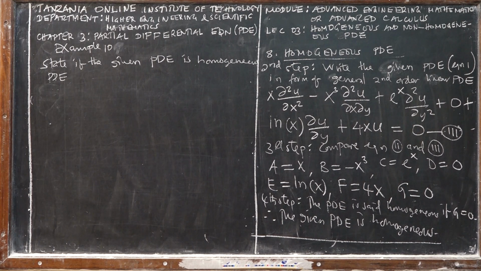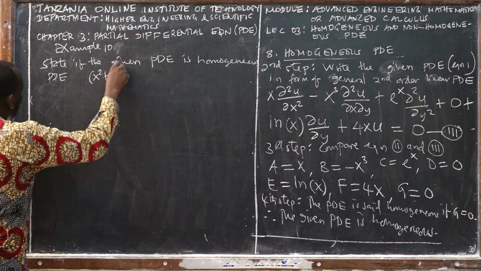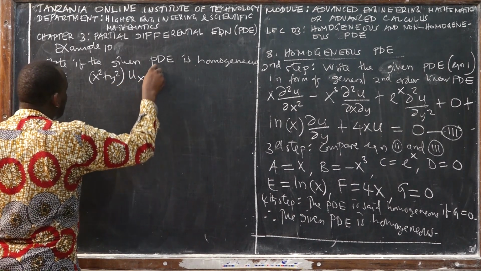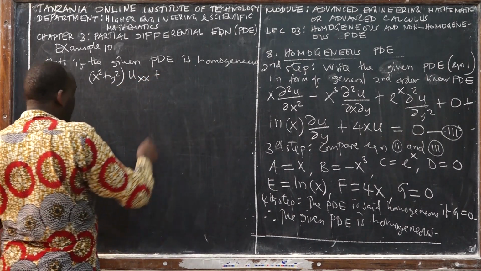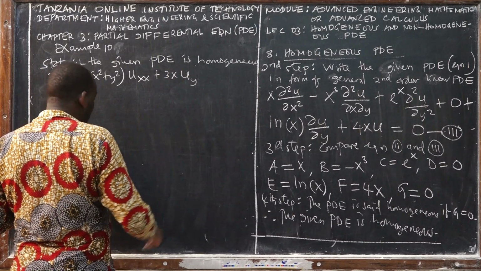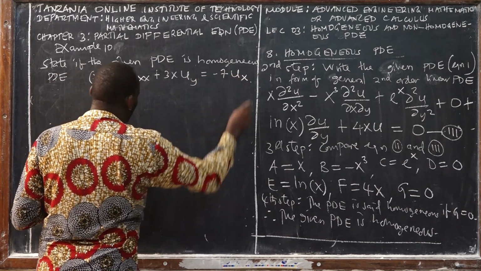Okay, so then let us solve the second example for homogeneous, that is example 10. State if the given partial differential equation is homogeneous. The given partial differential equation is (x squared plus y squared) u of xx plus 3x u of y is equal to negative 7 u of x.